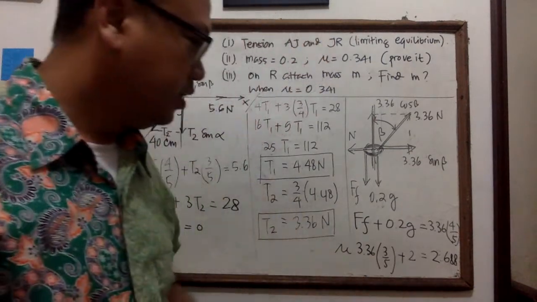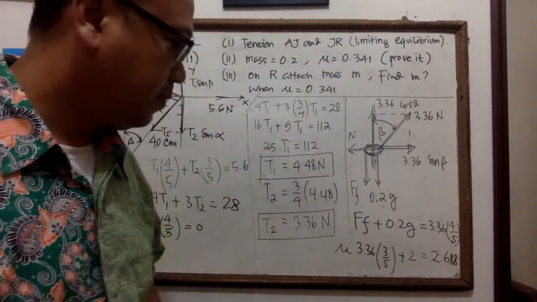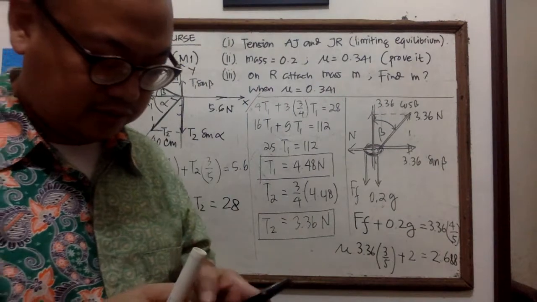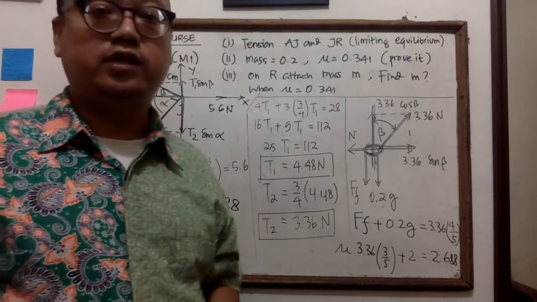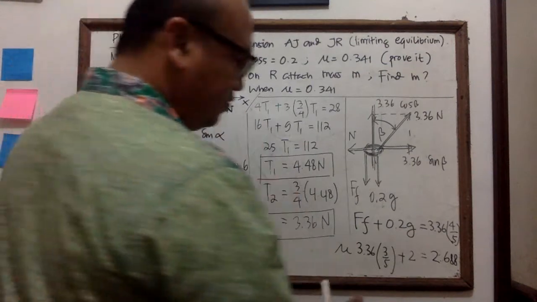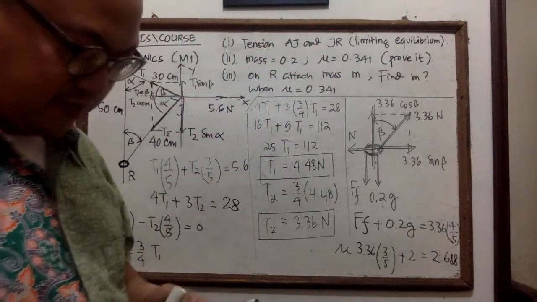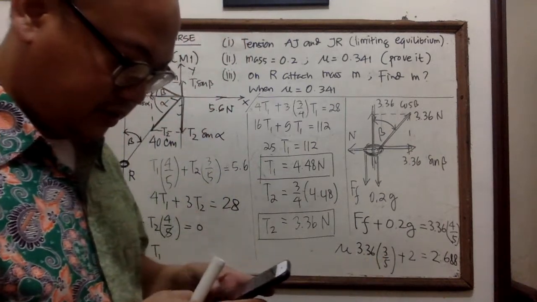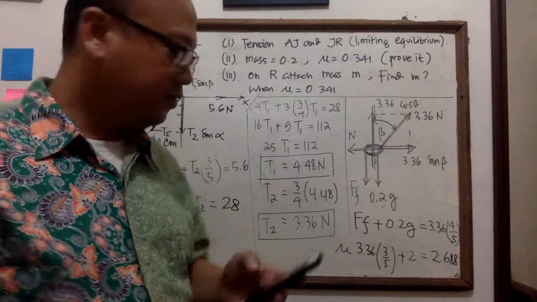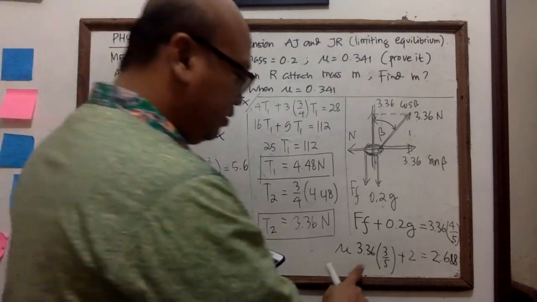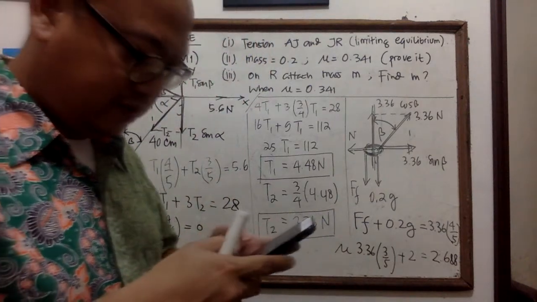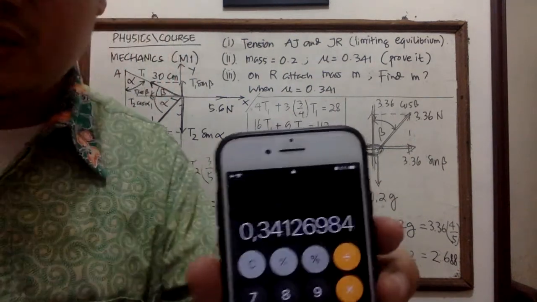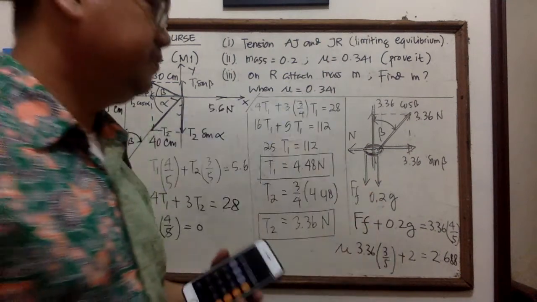Then 2.688 minus 2 equals 0.688, and we multiply it by 5, times 5 equals 3.44, divided by 3 comes to 1.14, and finally we divide it by 3.36. This is actually 0.341.